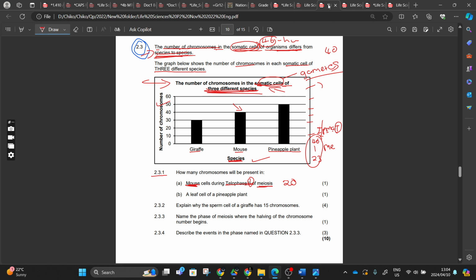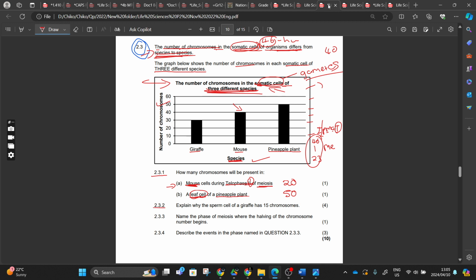And then number 2, a leaf cell: how many chromosomes will be present in a leaf cell of a pineapple plant? Is a leaf cell a gamete? Answer, it's no. So if it's not a gamete, it's a somatic cell. So they want the number of chromosomes in a leaf cell of a plant. We said it's 50, then the answer will be 50. You'll agree with me, right? So if they wanted the gametes, like here they were wanting the gametes one, then we know that it will be halved, right?